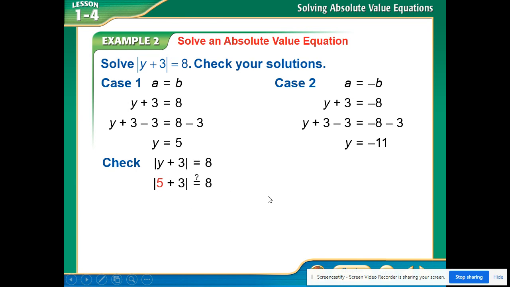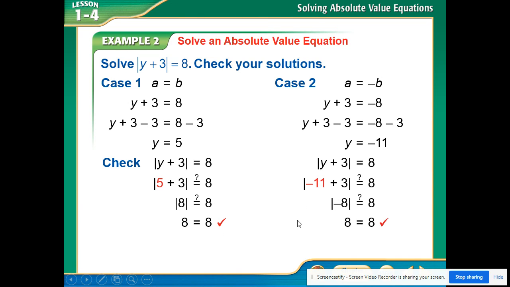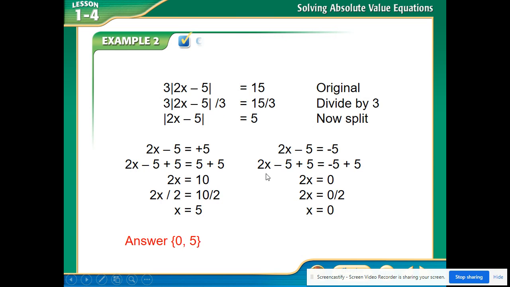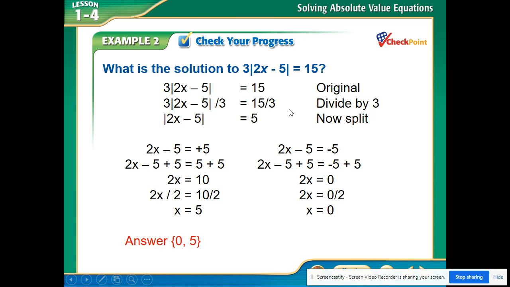Now we're going to go back and check them like every good mathematician should, and you get 8 equals 8, and over here we get, surprisingly, 8 equals 8. So our answers are -11 and 5. Notice these little brackets just to make it kind of not look like an ordered pair. If you had the ordered pair ones, if you just had the parentheses, I'm not going to yell at you too much. All right, here's another one.